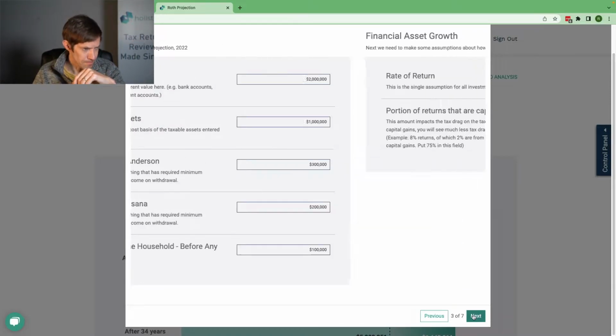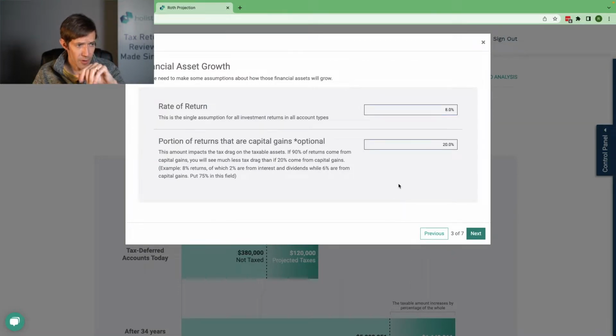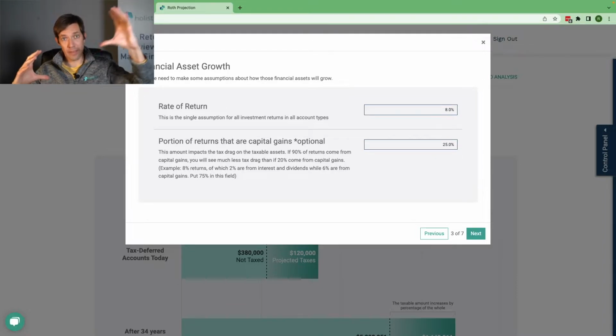All right, so moving on. Rate of return, it defaults to 8%. This next one here, portion of returns that are capital gains. I'm going to set that to 25% just so the math is easier for me. But basically what we're saying there is we're going to walk through every year, we're going to take the amounts in the accounts and we're going to apply, in this case, an 8% gain to them.